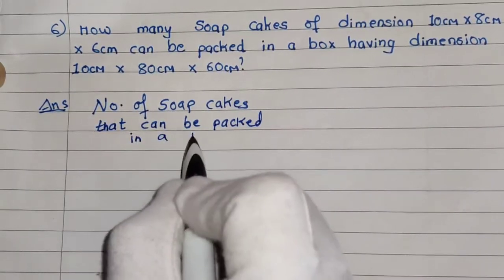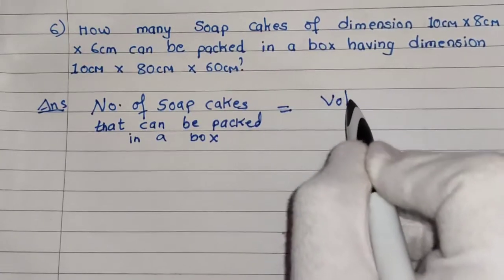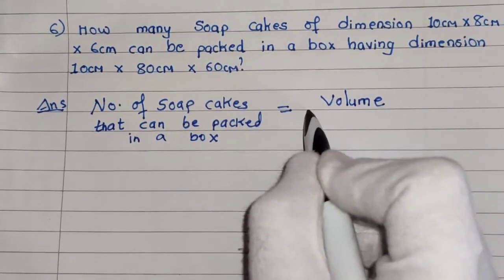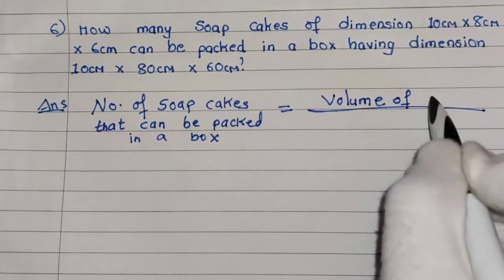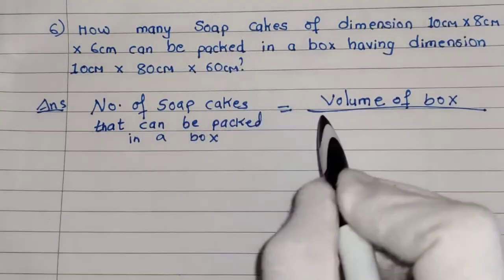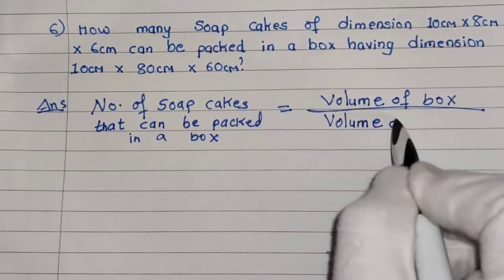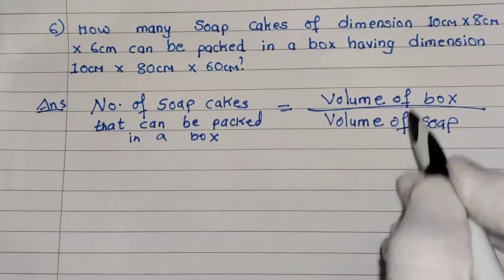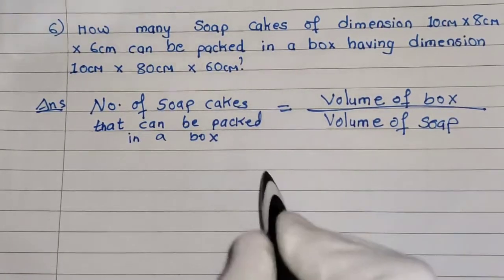in a box is equal to, now whatever volume of the larger one is there, that we are going to write in the numerator, that is volume of box, because the box will be bigger than the soap. And we are going to write volume of soap in the denominator. That is division we are going to do. The volume of box will be divided by the volume of soap.